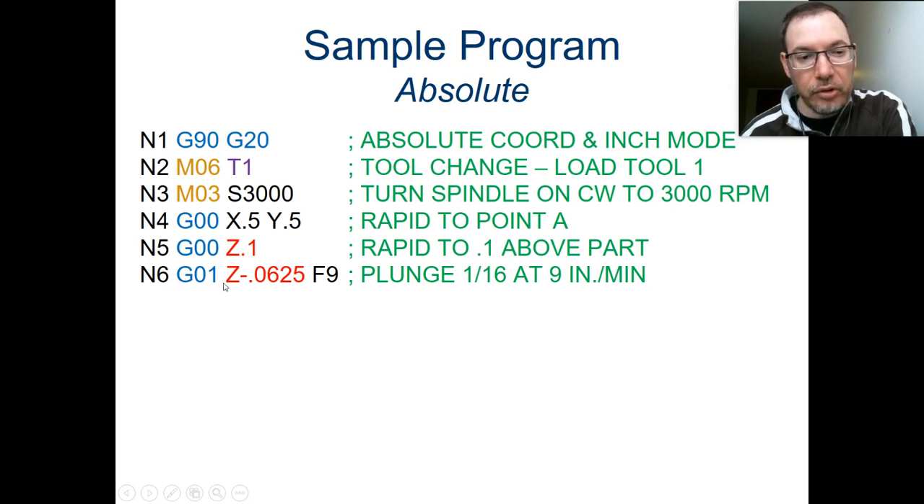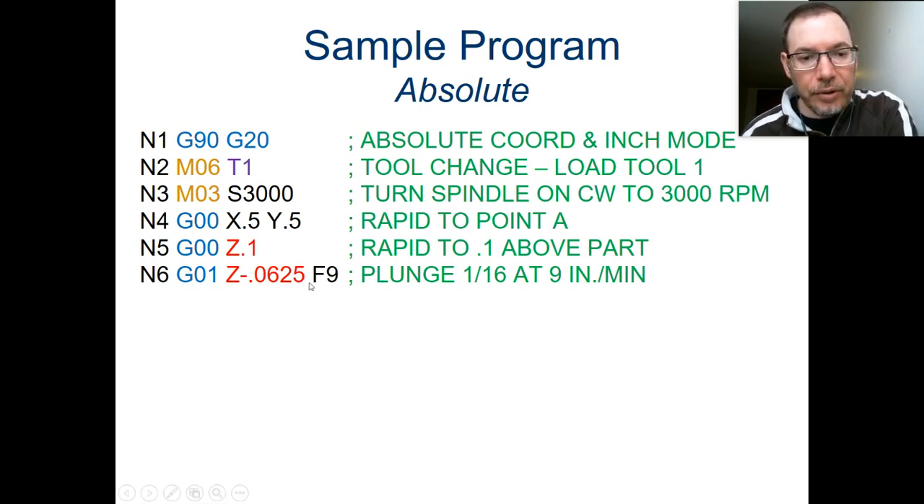So now we're going to G01. So this is an actual straight line interpolation. We're going to move in a straight line, just translation motion, down to negative 0.0625. So we're going down a 1/16 of an inch into the material. So it's going to be down a 1/16 of an inch below the surface, which again, 0 is our surface.